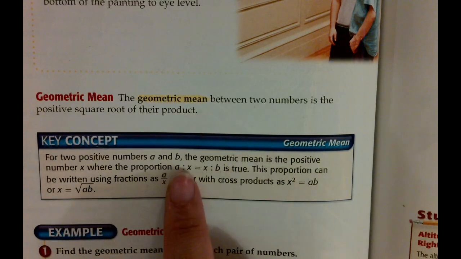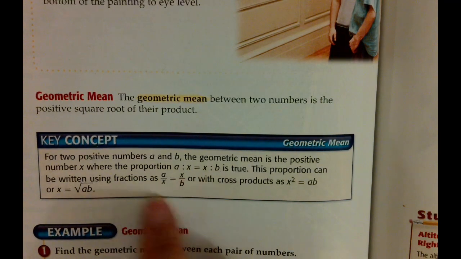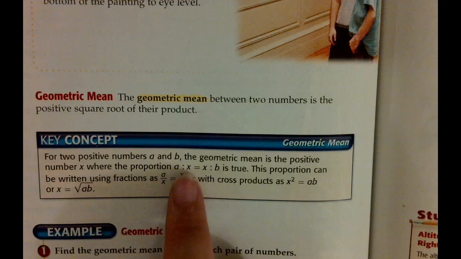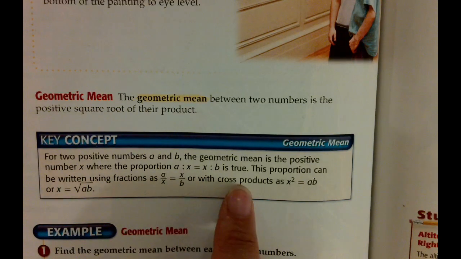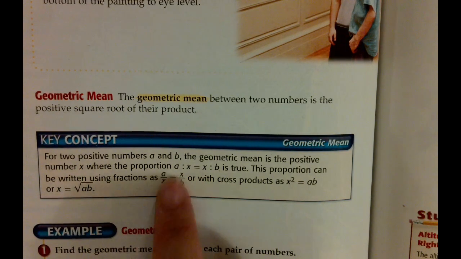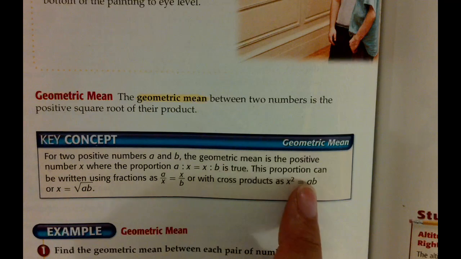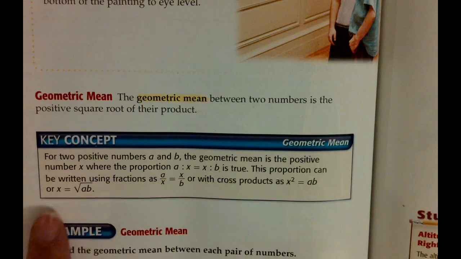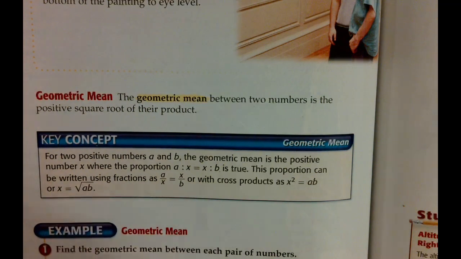We can rewrite this proportion with fractions: a over x equals x over b. And then with the cross products, it will be x squared equals ab. And to solve for x, we just need the square root of a times b.